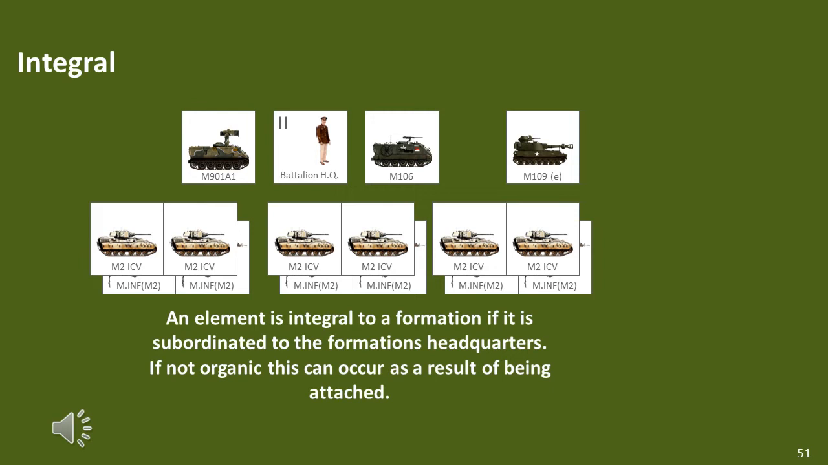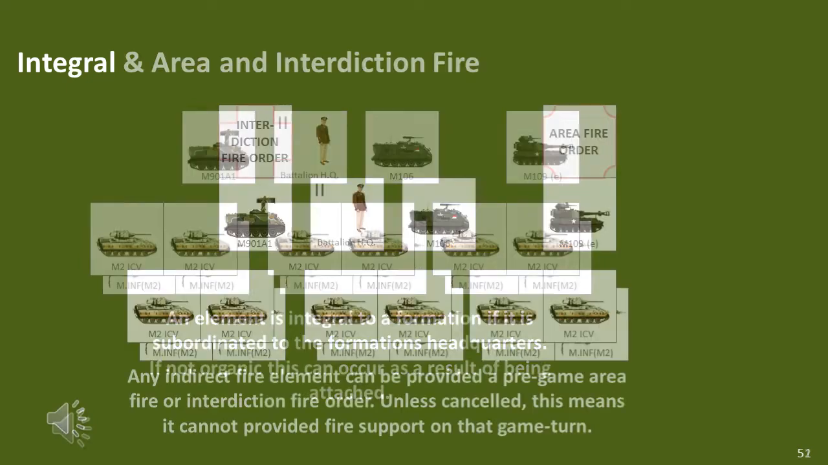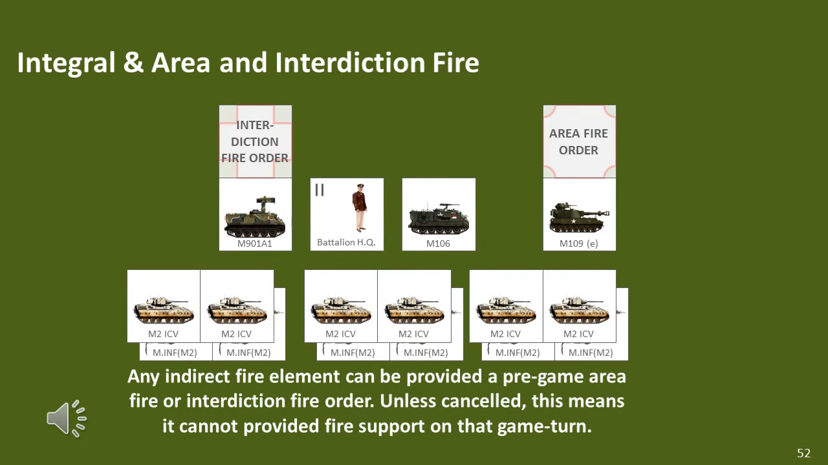Players can attach elements to headquarters before a game begins, but this has to be recorded. As I indicated before, normally all attachments occur before a game and remain so for the entire game. Any indirect fire element can be provided a pre-game area fire or interdiction fire mission order. This also applies to indirect fire elements which are organic and or integral to a battalion or regimental headquarters. Unless cancelled, this means it cannot provide fire support on that game turn to its parent formation.